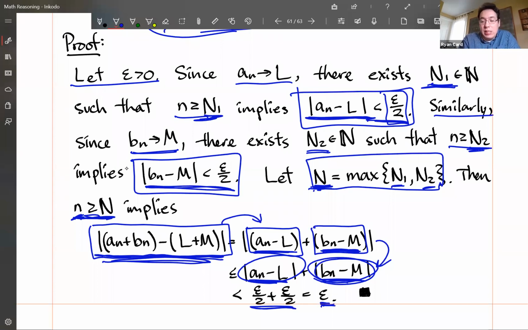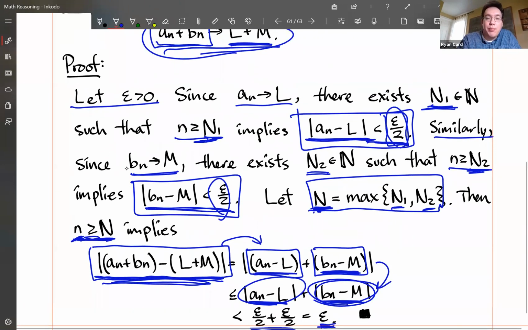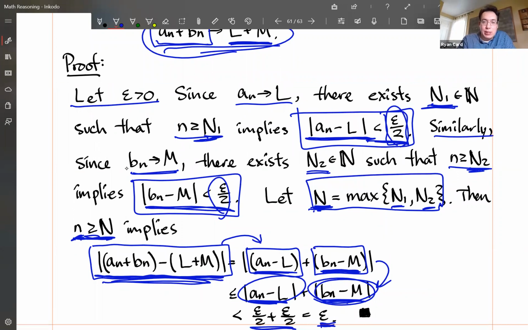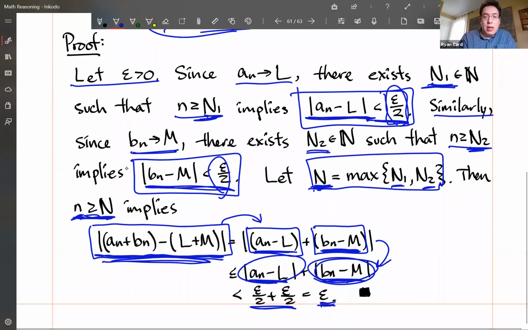When you see the end, you might see why I chose epsilon over 2 here and here. So it adds up to epsilon. This type of breaking up the limit into two pieces, where each of the pieces is controlled by epsilon over 2, is called an epsilon over 2 argument. So this is a technique. If you want to show that some limit exists, you could break it up into 2 pieces, or sometimes even 3 pieces, or even more. And if you can show that each of those is small enough, it adds up to epsilon overall.